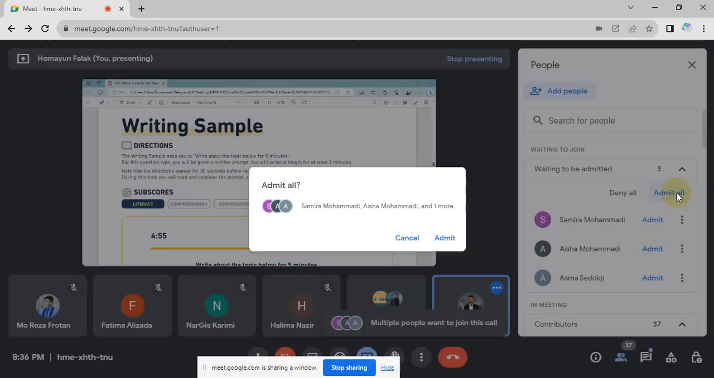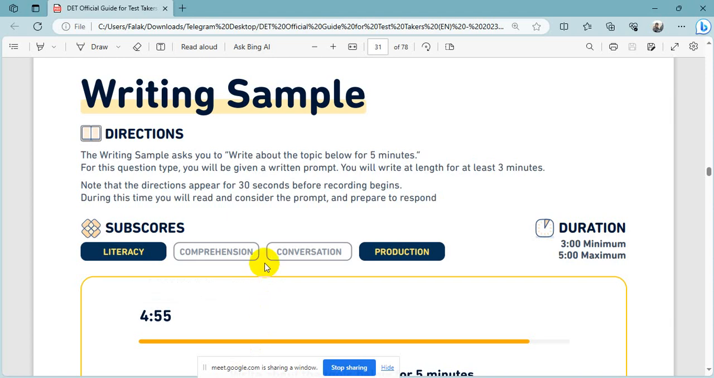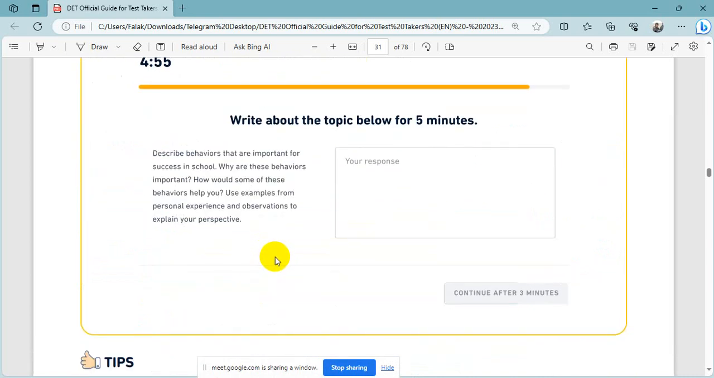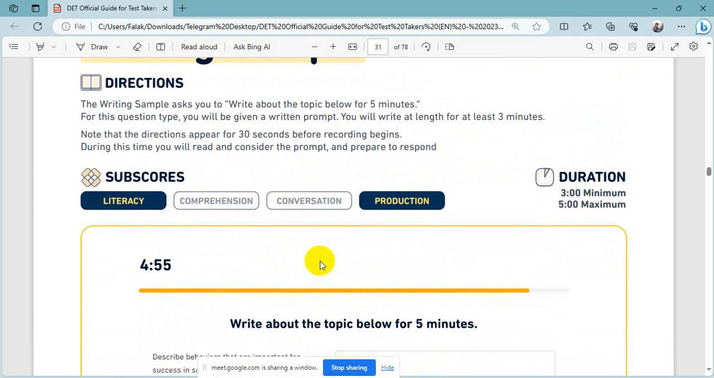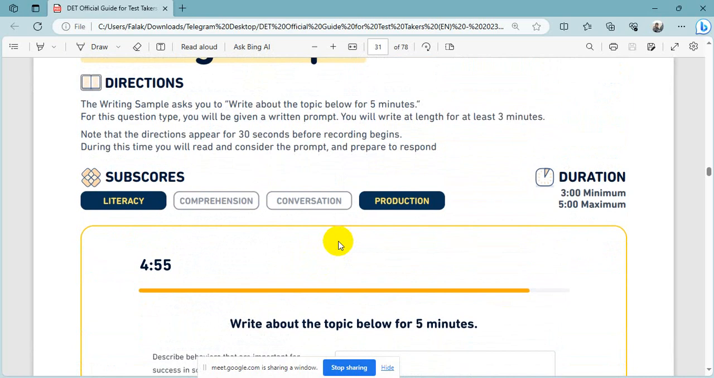These are things which you're required to keep in mind about the writing sample: for 30 seconds before starting the writing, you have time to think about it, to prepare yourself for writing. And for the subscores category, this question type belongs to literacy and production.